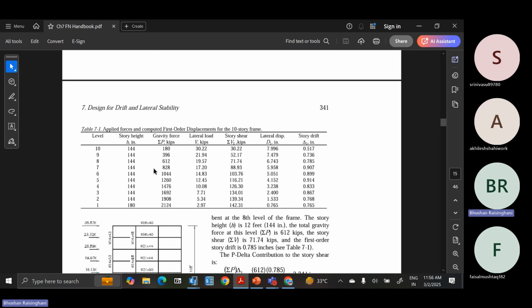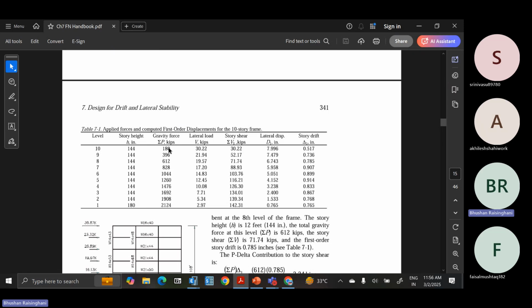So you can see the building that I had shown you previously, the 10-story building, which has been analyzed as a steel building with the central core. Story height is 144 inches. Bottom story height is 180 inches. Gravity load at each story has been obtained. Now it is sigma P, not P.